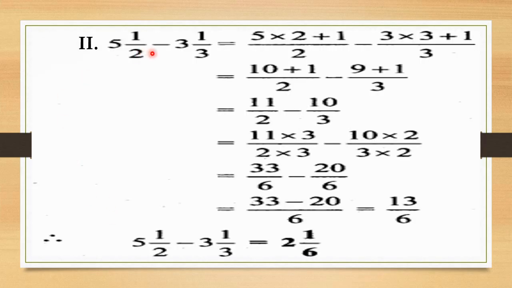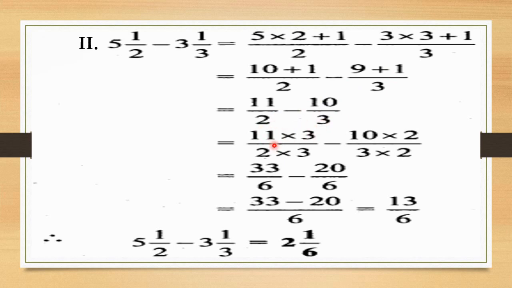Second question, 5 and 1 by 2 minus 3 and 1 by 3. So 5 multiplied by 2 plus 1 upon 2 minus 3 multiplied by 3 plus 1 upon 3. So 5 2s are 10 plus 1 upon 2 minus 3 3s are 9 plus 1 upon 3. So you will get 10 plus 1, that is 11 by 2, minus 9 plus 1, that is 10 upon 3. So here you can see the denominator is different.